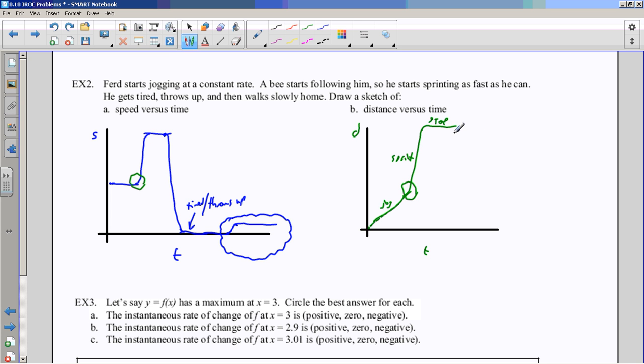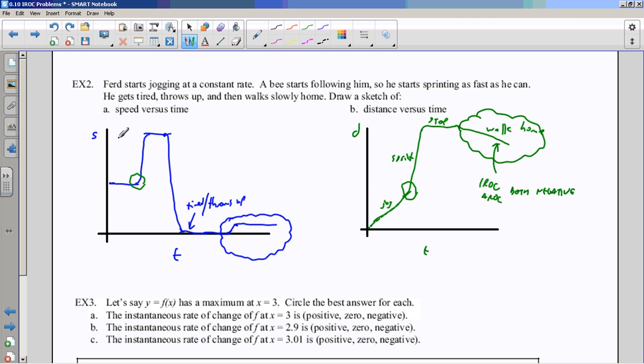And then he starts walking home, slowly home. So certainly the slope of him walking home is going to be less than the slope of the jog. And notice it's going downhill. Why? Because he was jogging and sprinting away from home, and then he's walking towards home, walking slowly home. This is what's weird, right? If I were to do the instantaneous rate of change of this chunk here, or even the average rate of change, the IROC or the AROC, they're both negative. Because the distance from home was decreasing.